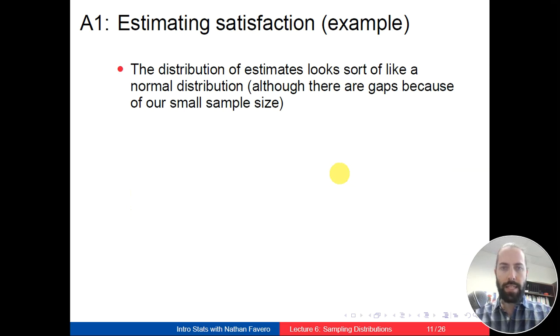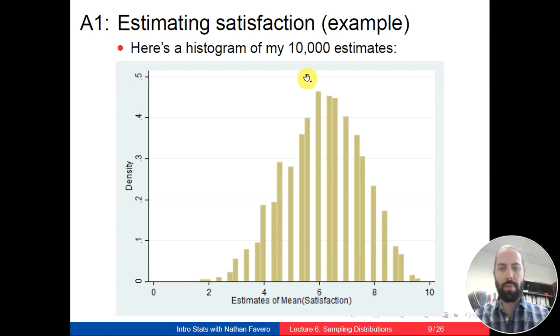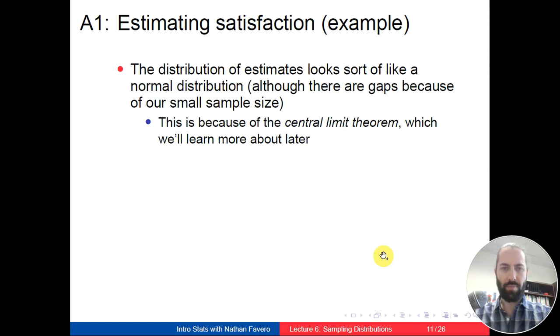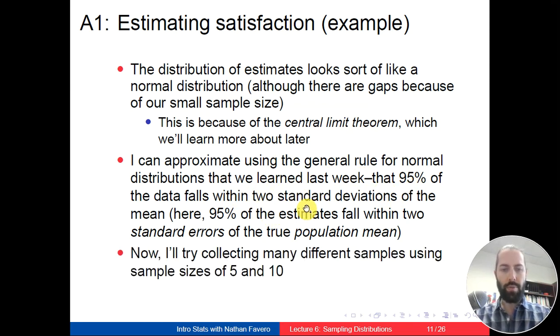Notice that the distribution of estimates looks sort of like a normal distribution. This kind of follows the pattern of a normal distribution, except there are these gaps. The reason it does that is because of the central limit theorem, which is covered in more detail later in this appendix or one of these appendices. And I can approximate the general rule for normal distributions, that 95% fall within 2 standard deviations, like we've talked about before. Now, let's try collecting different sample sizes.